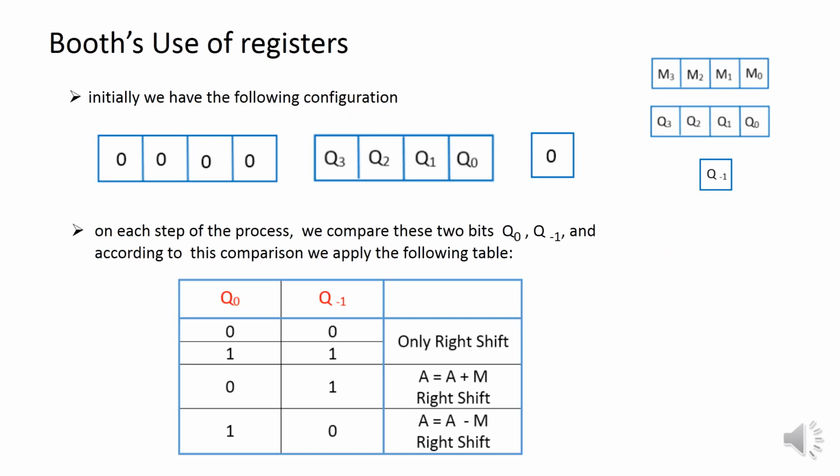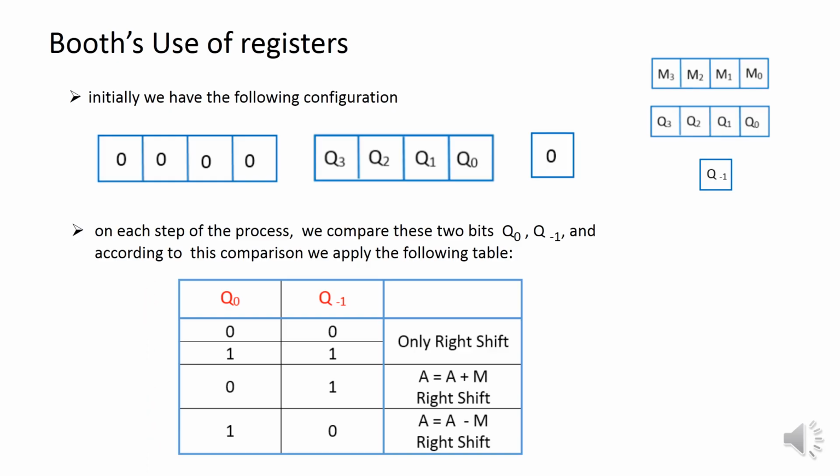So, as I said, initially the content of the accumulator register is cleared to 0. Also, the register Q-1 is initially set to 0. Then we start, and on each step of the process we compare these two bits, Q0 and Q-1, and according to this comparison we apply this table.